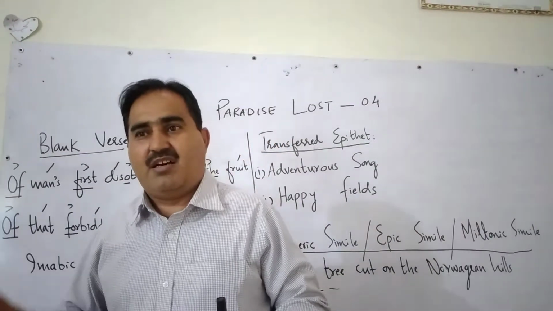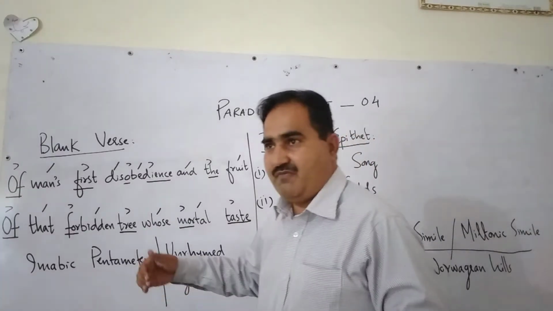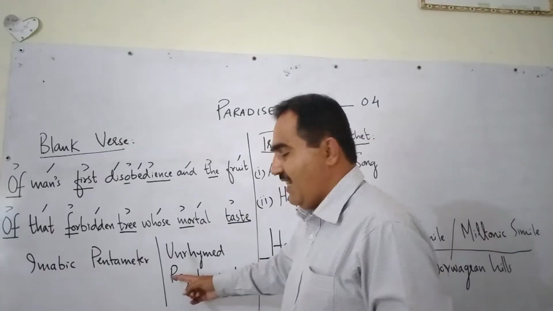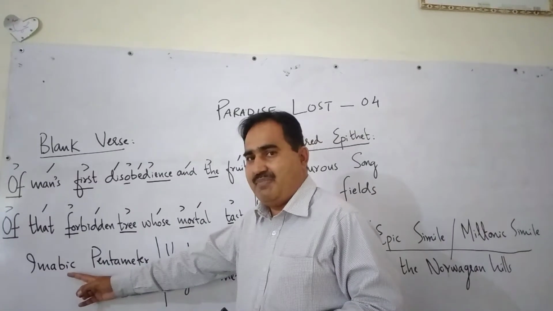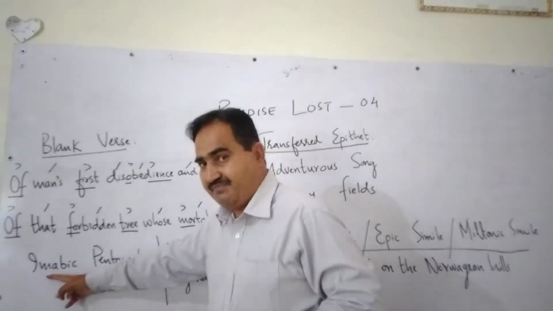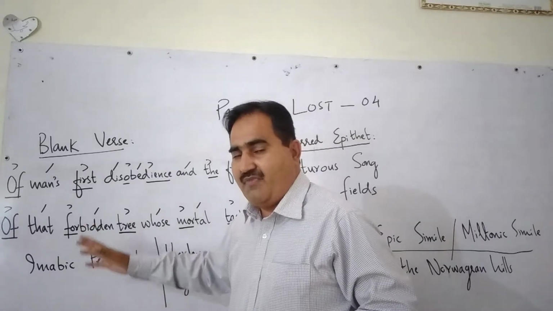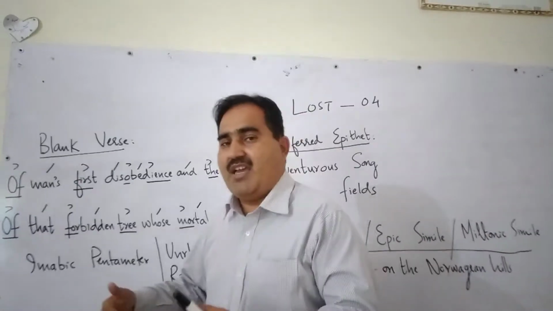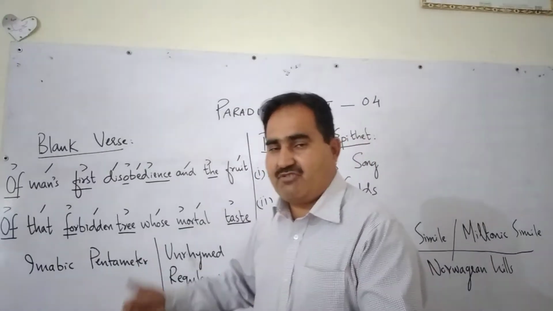Blank verse is a form of poetry which is unrhymed, which means that there is no rhyme scheme in this type of poetry, and there is use of regular meter in blank verse. Iambic pentameter is used. Now, what is iambic pentameter? Iambic pentameter means that in one line there are 5 feet consisting of 10 syllables, and 5 of these syllables are unstressed, followed by 5 stressed syllables.